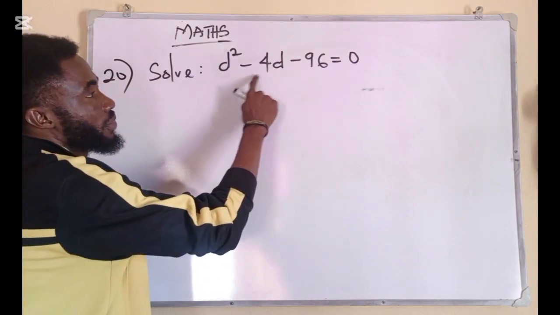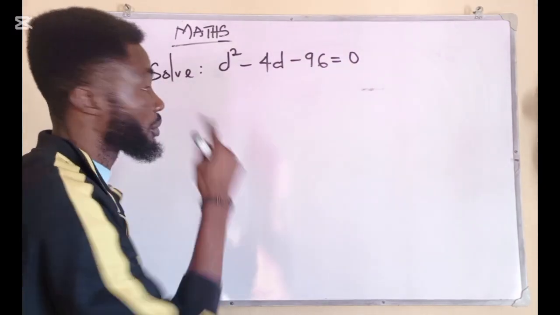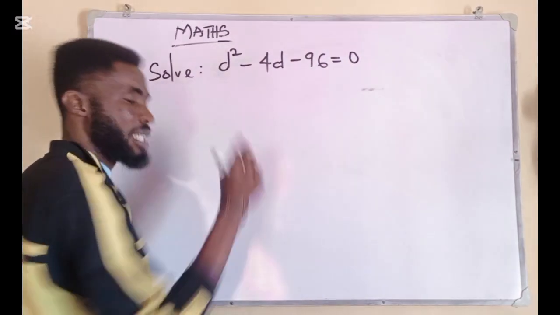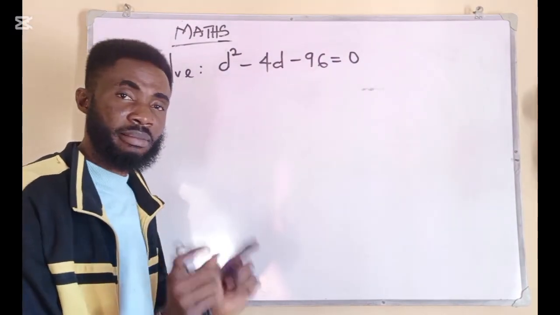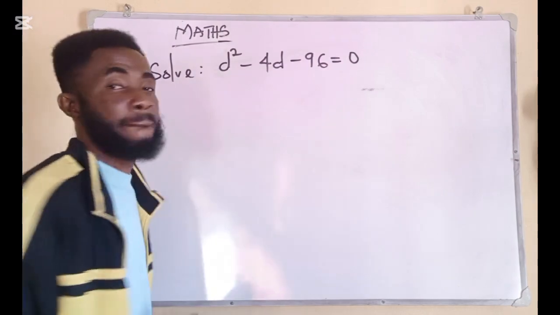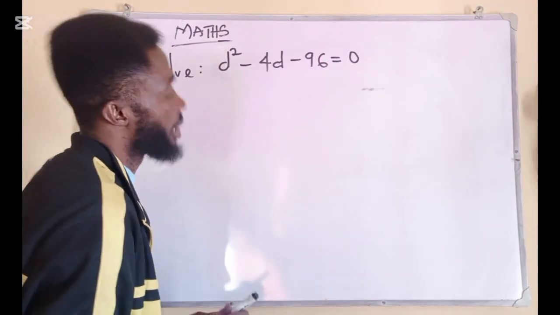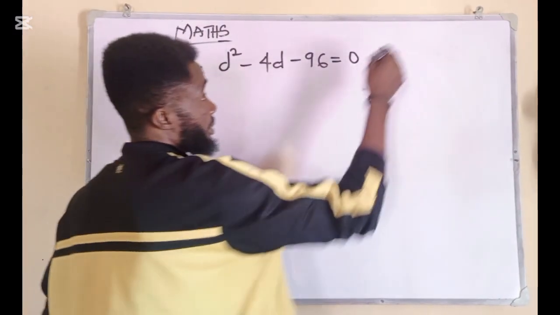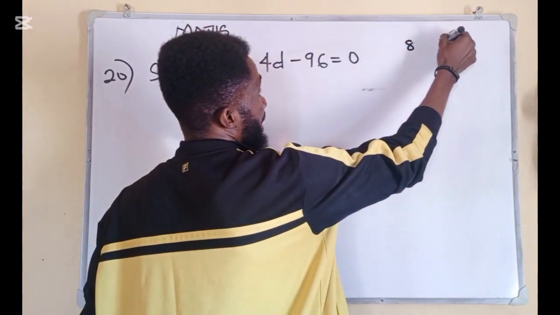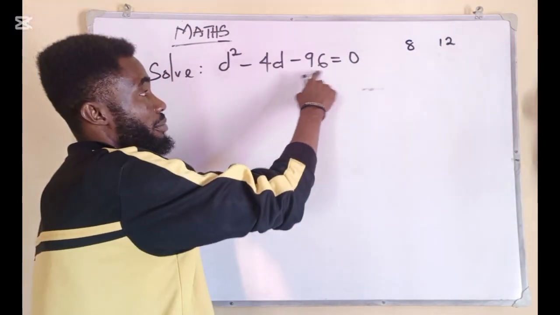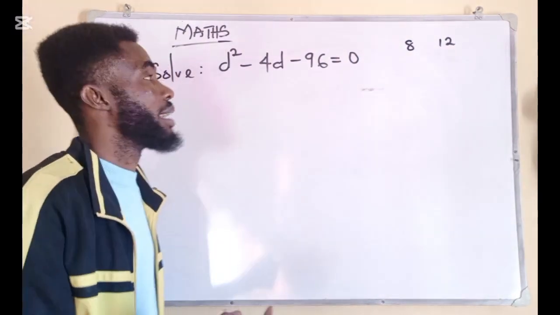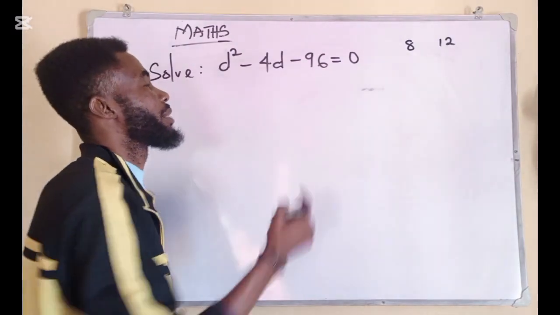And this is d squared minus 4d minus 96, and I'm looking for two numbers that if I add, I get negative 4, and if I multiply the same numbers, I get minus 96. Now, the two numbers are going to be 8 and 12. I believe you know how to get those two numbers by getting the factors of 96. 8 and 12. Now, let's check.